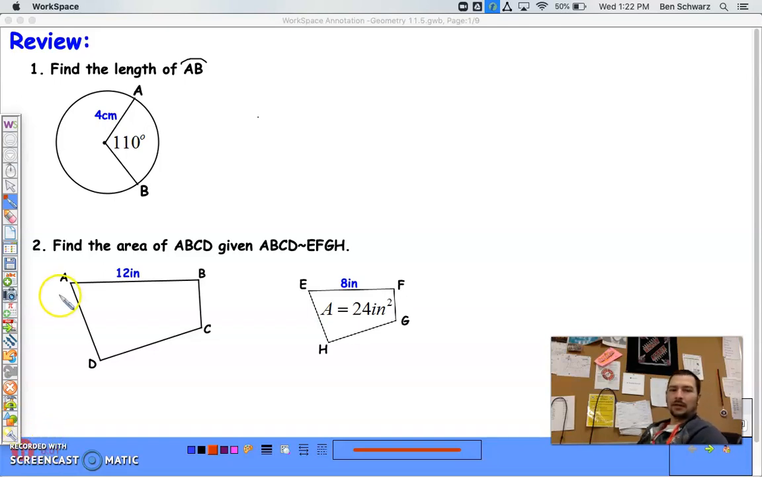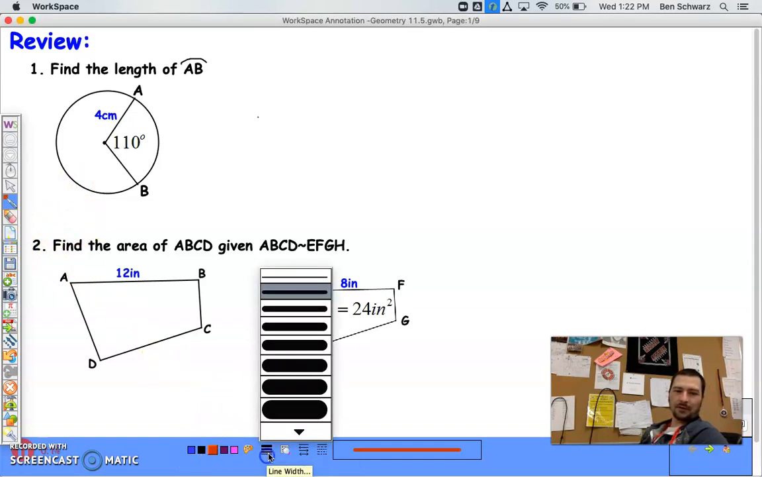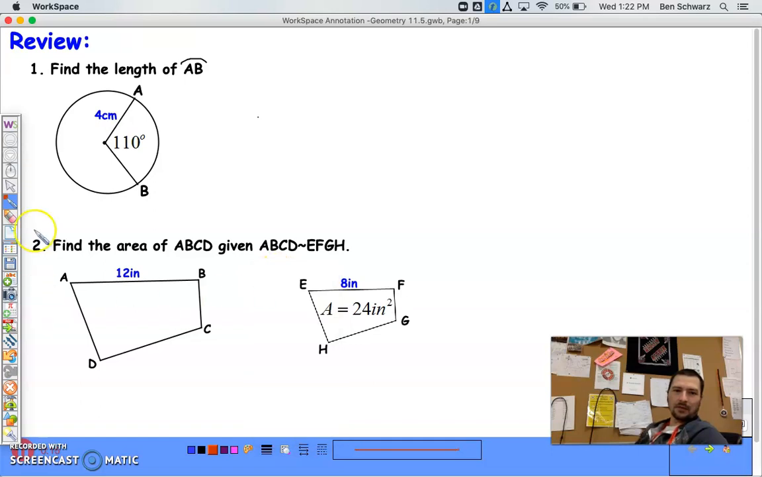All right, time again for yet another geometry lesson. Today we're talking about sector areas of circles, but let's do a little review first. So let's start with number one. We're supposed to find the length of AB.